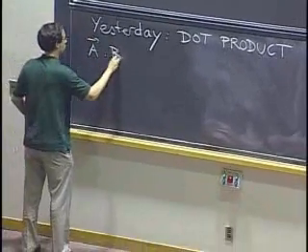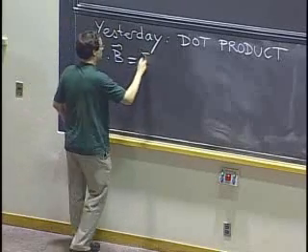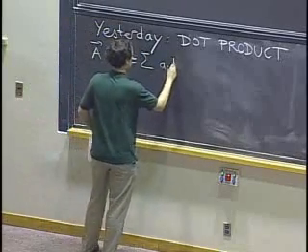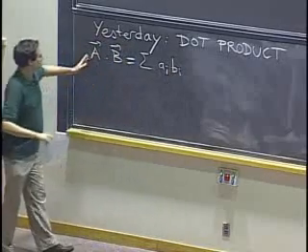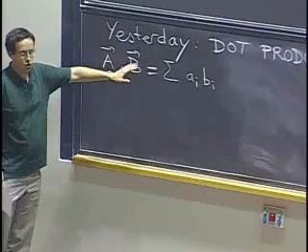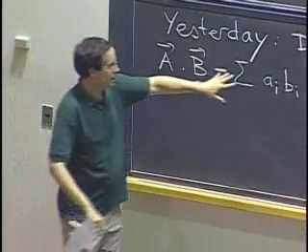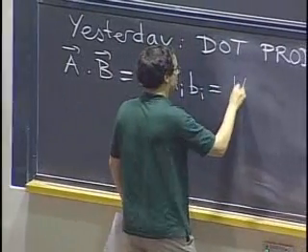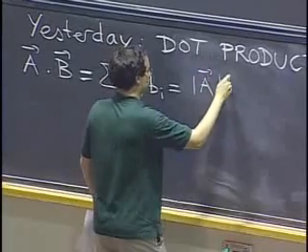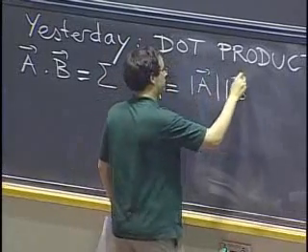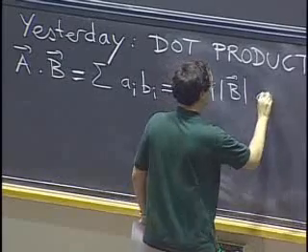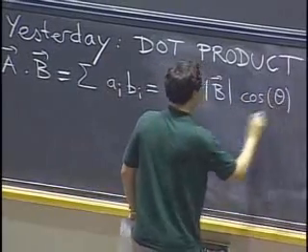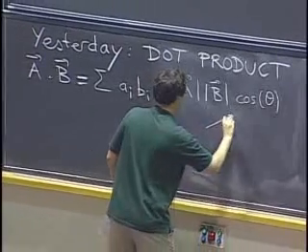Well, the dot product of two vectors is obtained by multiplying the first component with the first component, the second with the second, and so on, and summing these, and you get a scalar. And the geometric interpretation of that is that you can also take the length of A, take the length of B, multiply them, and multiply that by the cosine of the angle between the two vectors.